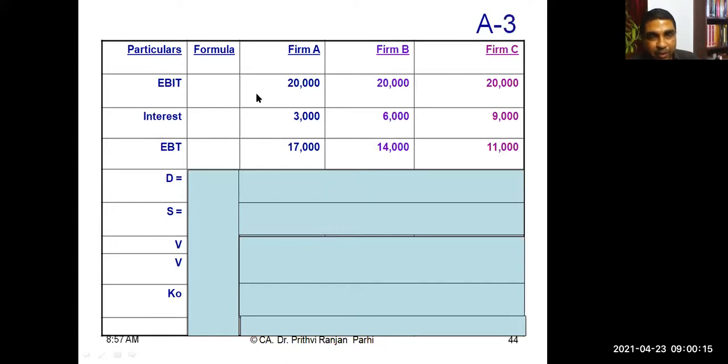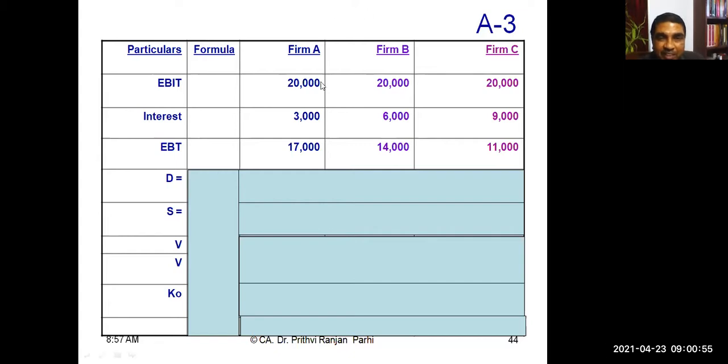So, EBIT, you can open a table like this. EBIT in all the three farms, 20,000, 20,000, 20,000. You know this, it is given in the course. Now interest, it is already given to you: 3,000, 6,000, 9,000. You can write down interest as 3,000, 6,000, 9,000. Okay. Now what is EBT?